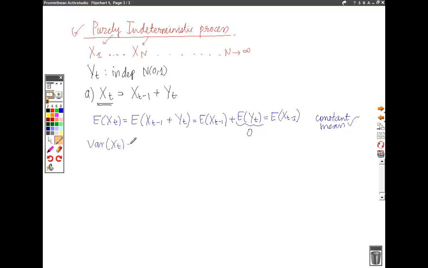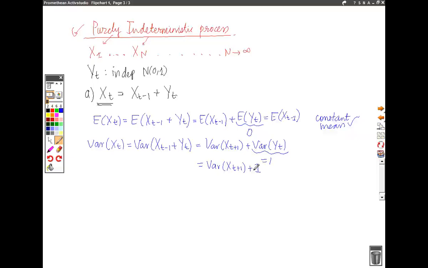So I have the variance of xt, and I just substitute in xt minus 1 plus yt. Again, because they're independent, I'm just assuming that the covariance is going to be 0. So the variance of xt minus 1 plus the variance of yt, and because yt is standard normal, this is going to be equal to 1. So what I have, in fact, is the variance of xt minus 1 plus 1. What do you guys think is going on here?